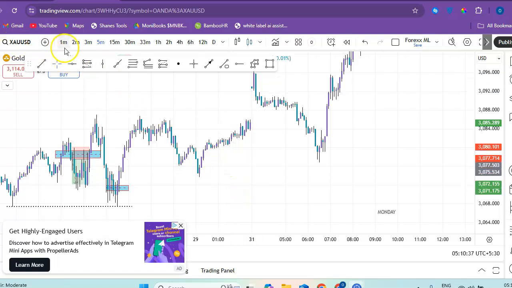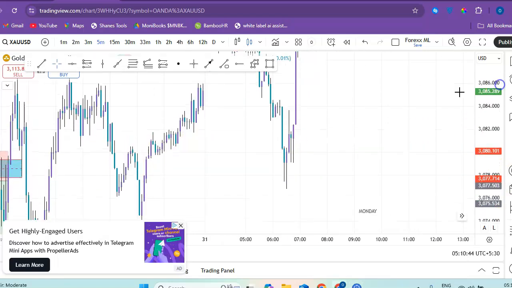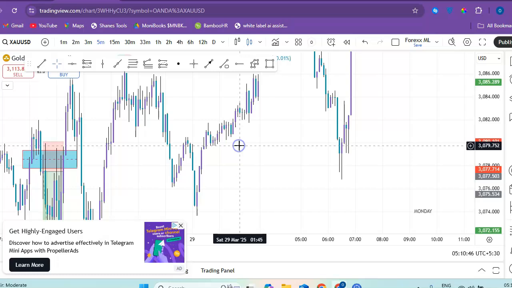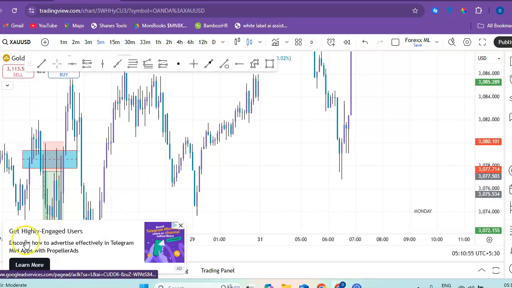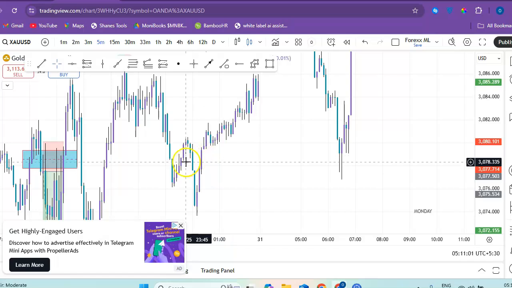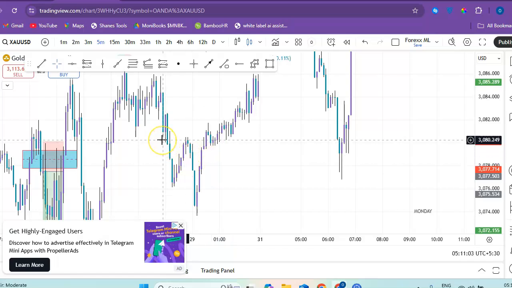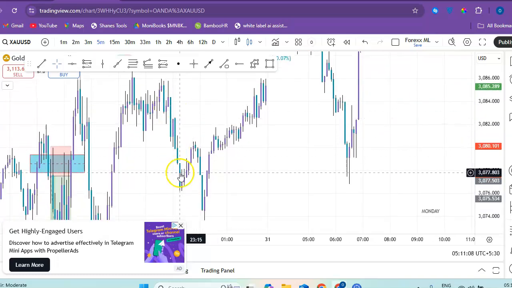Okay, so currently I'm in the 5-minute chart of the gold. You can see, let me just quickly show you a bearish example here. I'm not using bar replay, just wanted to show you quickly how you can see the fair value gap. So this is one example, a bearish fair value gap example.